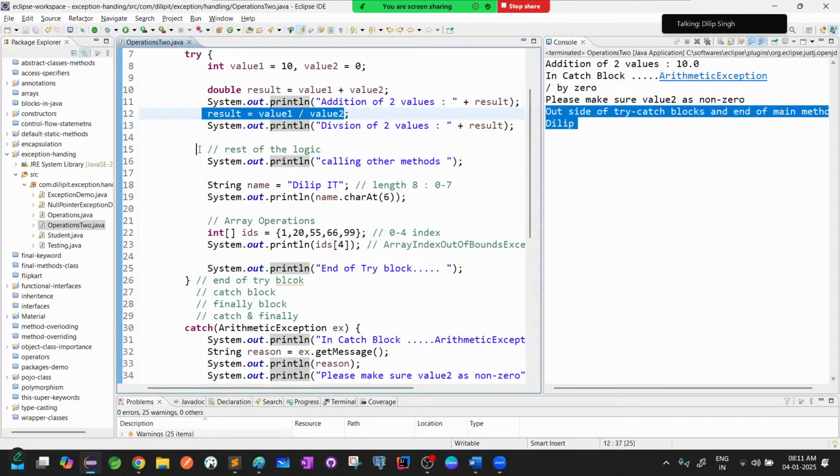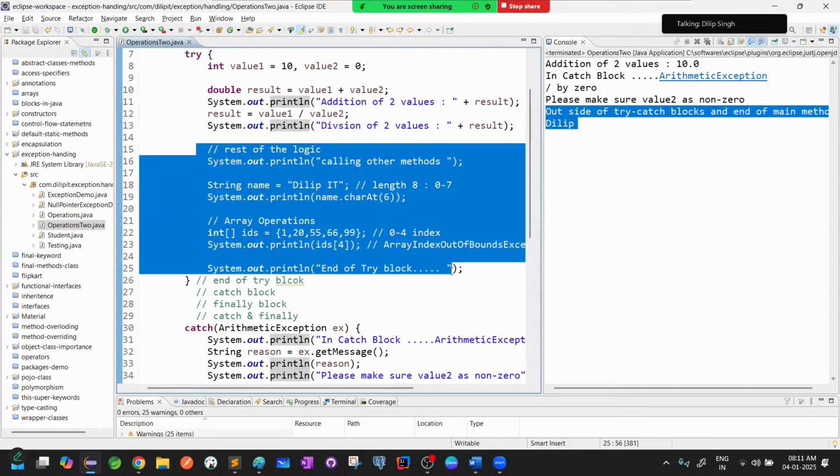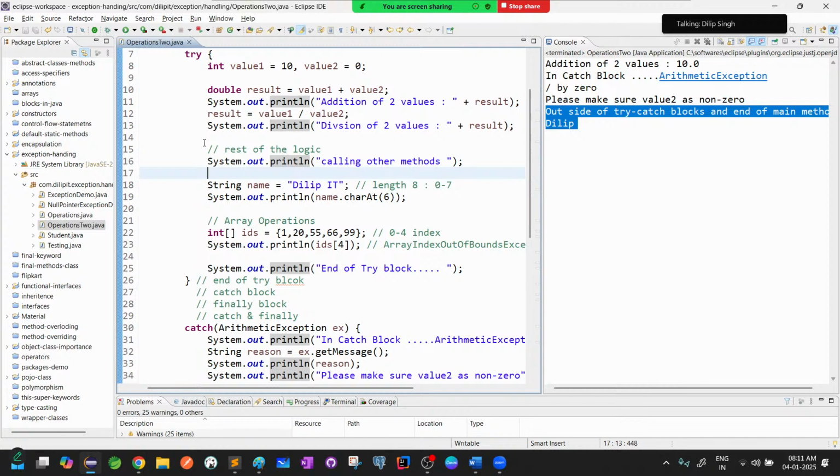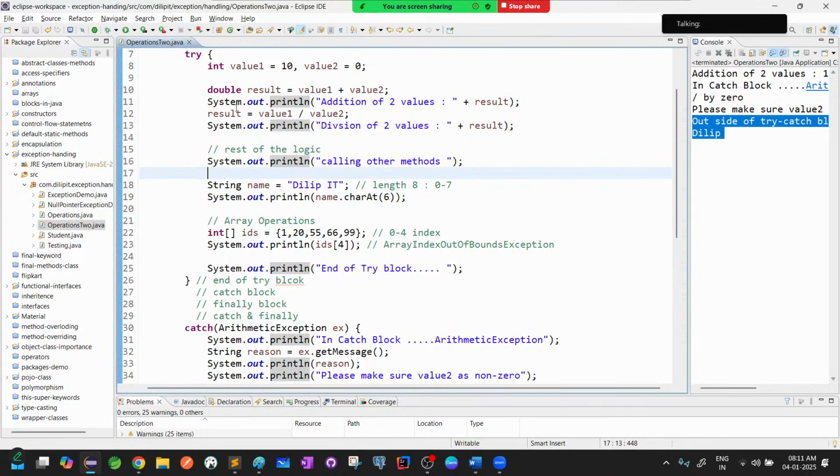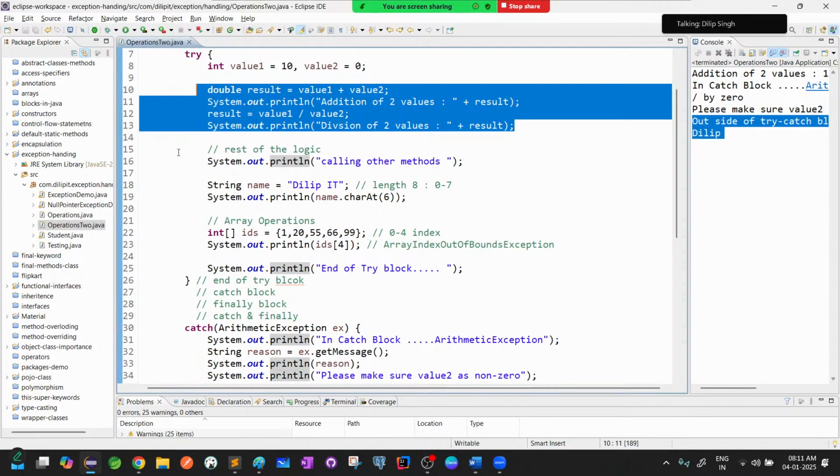Why do we have to ignore these lines? Why do we have to make sure this logic is not executed? I want to make sure this logic is also executed. This logic is also executed. So even though an exception comes, make sure this is individually handled.